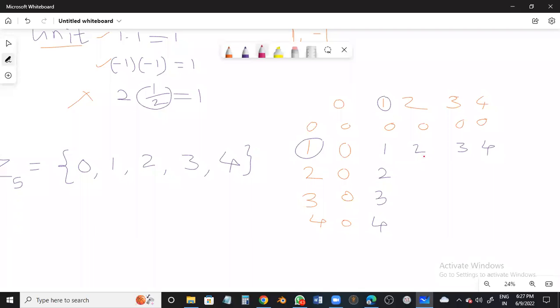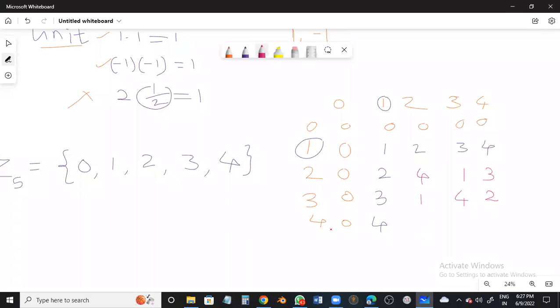Now let us go for 2. 2 2s are 4. 2 3s are 6, divided by 5 because we are in Z5. Remainder is 1. And 2 4s are 8 divided by 5. Remainder is 3. Same way you go for 3. 3 2s are 6. Remainder is 1. 3 3s are 9. Remainder is 4. 3 4s are 12. Remainder is 2.